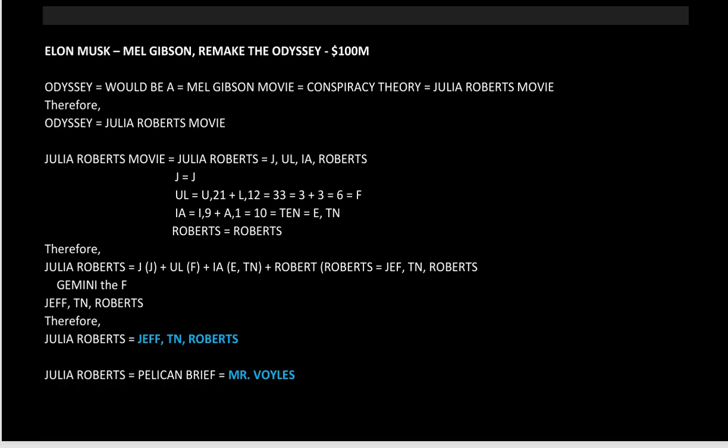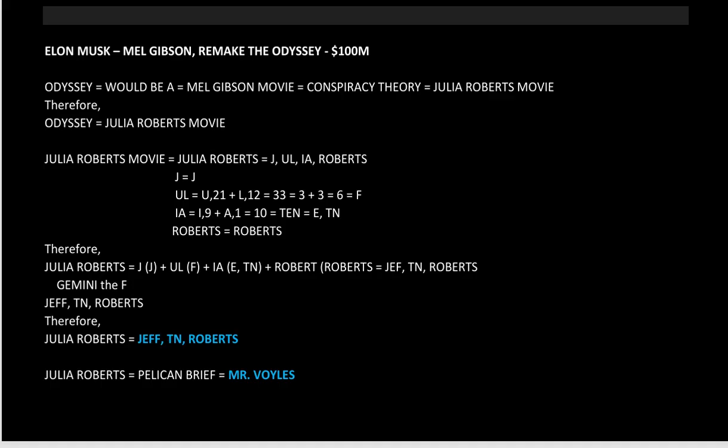All right, Elon Musk offered Mel Gibson $100 million to remake the Odyssey. So Odyssey would be a Mel Gibson movie. A Mel Gibson movie is Conspiracy Theory. Conspiracy Theory is a Julia Roberts movie. Therefore, Odyssey equals Julia Roberts movie. Julia Roberts movie equals Julia Roberts, or separate the letters in her name. J remains the same. UL adds up to 33. Separate and add: 33 equals 3 plus 3 equals 6. 6 is letter F. Therefore, UL equals F. IA adds up to 10, which is spelled TEN. Rearrange that to ETN. Roberts remains the same.